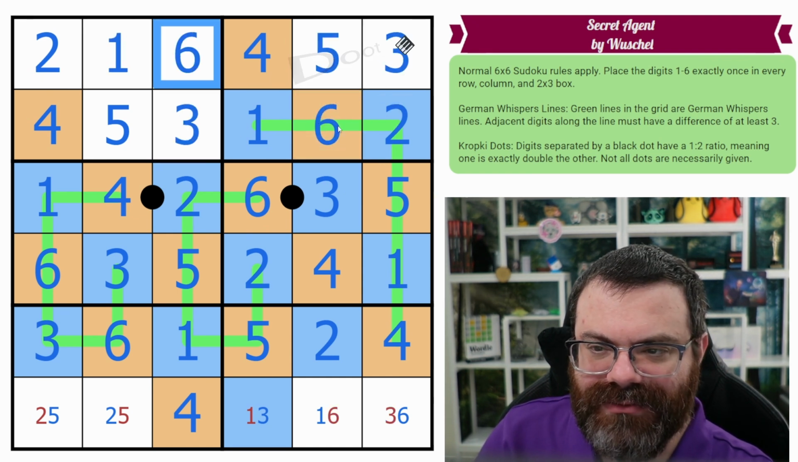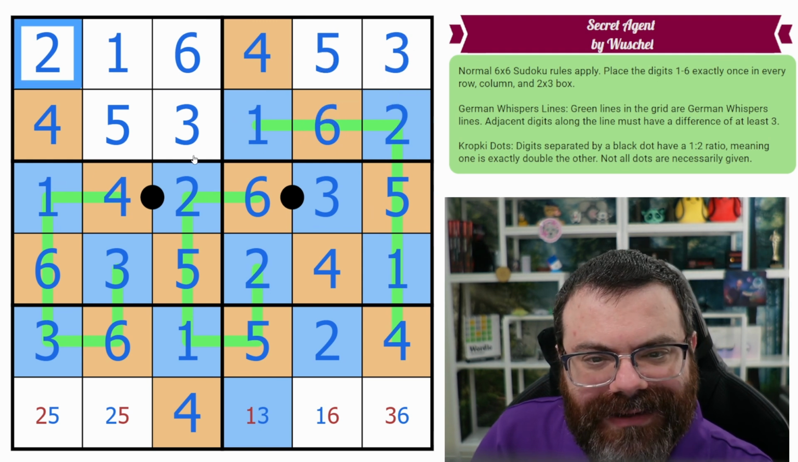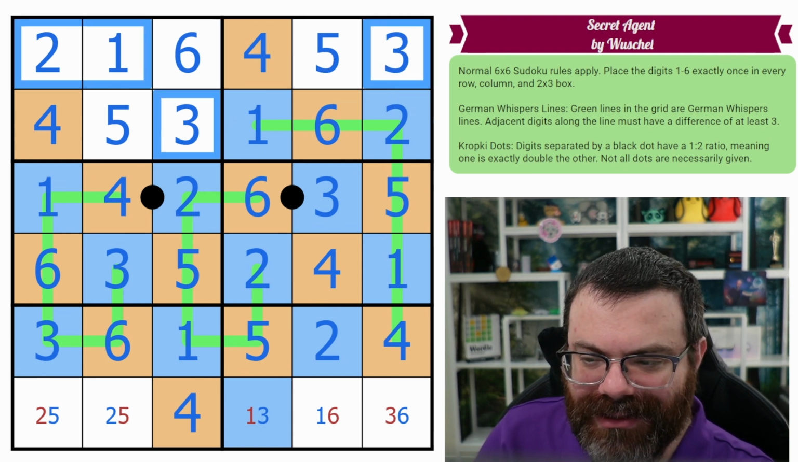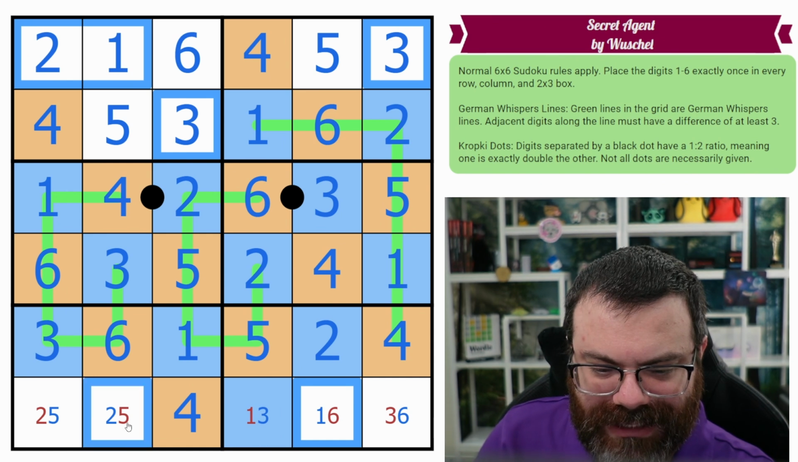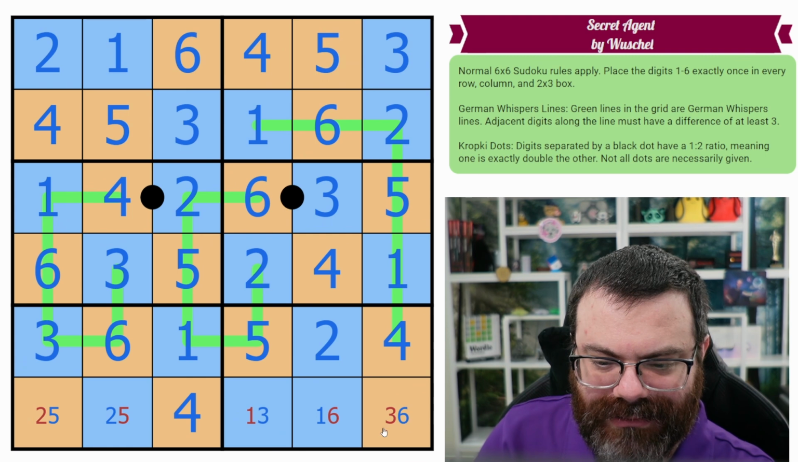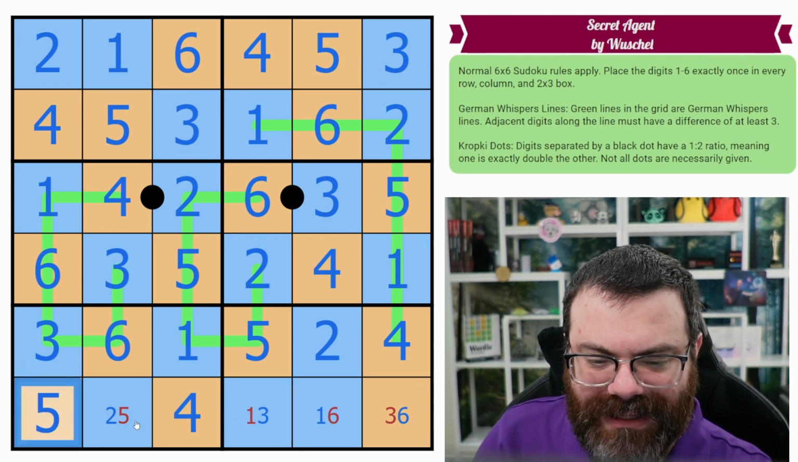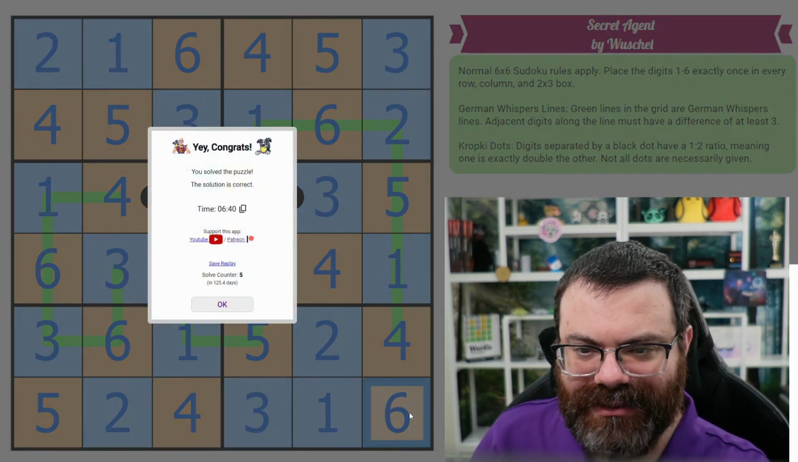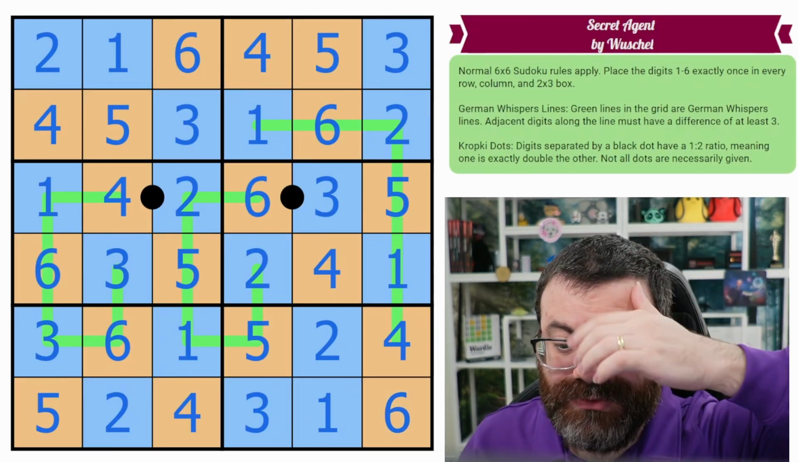We better finish the coloring. All right, so these are low. That's low, and that's low. And then the rest should be high. They did that right. So we get the 5, the 2, the 3, the 1, and the 6. There we go. Nice puzzle, Wuschel.